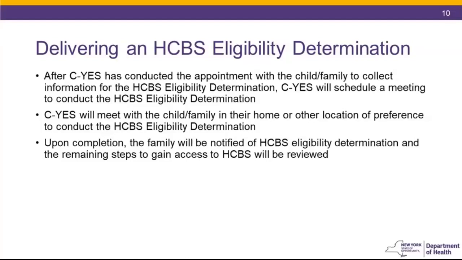So just a reminder there that, of course, the child can't access HCBS until they have HCBS eligibility, Medicaid, and a slot capacity. So what we're talking about here is just making sure that we have all three of those things: HCBS eligibility, Medicaid, and capacity to serve the child.